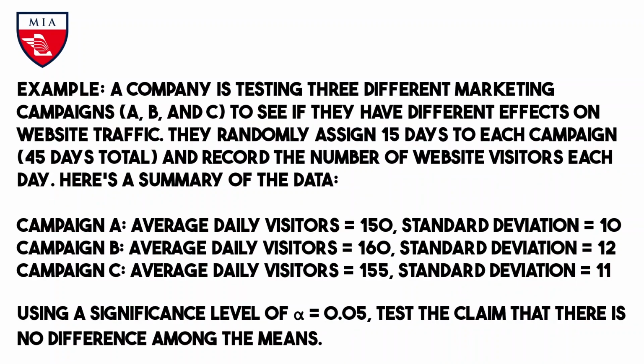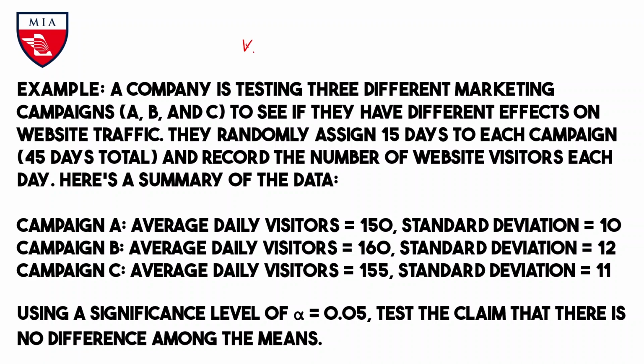Another example: a company is testing three different marketing campaigns, A, B, and C, to see if they have different effects on website traffic. They randomly assign 15 days to each campaign, so 45 days total, and record the number of website visitors each day. Campaign A has a mean of 150 and standard deviation 10. Campaign B has a mean of 160 and standard deviation 12. Campaign C has a mean of 155 and standard deviation 11. Our alpha is 0.05. Test the claim that there is no difference among the means.